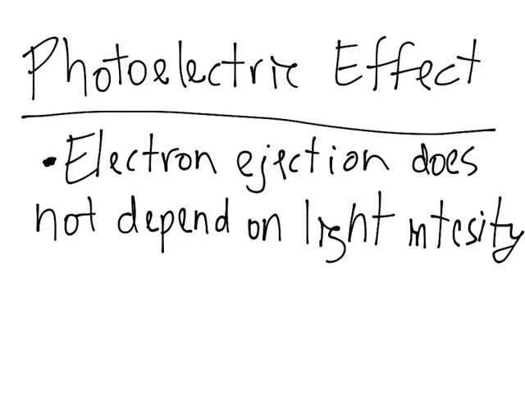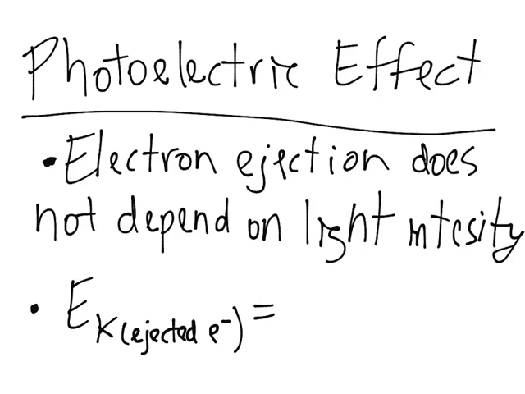So from this, he was able to derive an equation to pretty much explain the photoelectric effect. And what he found was the kinetic energy of the ejected electron. So I'm going to write it as EK, so kinetic energy, and this is of the ejected electrons. And the equation was h times v incident. The last factor is what we call a work function. So it's something like this.